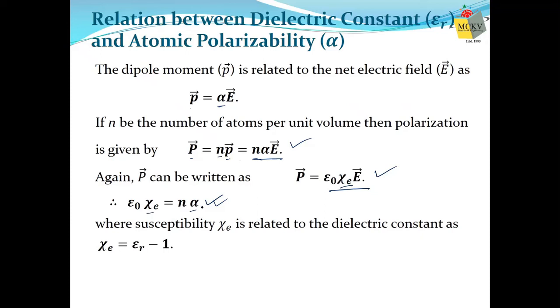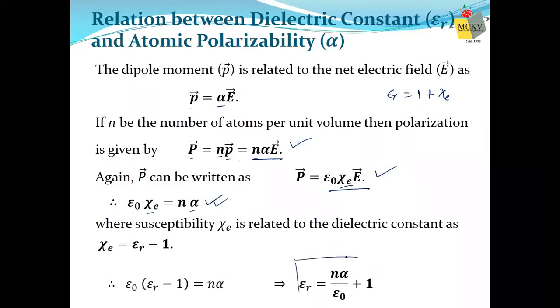But if the question is to find the relation for dielectric constant or relative permittivity, they are the same, only the name is different, then we need to rewrite chi in terms of relative permittivity. We know relative permittivity is 1 plus chi. We just add 1 to susceptibility to get the relative permittivity or dielectric constant. So chi will be epsilon r minus 1. Put it in. What will you get? Epsilon naught into epsilon r minus 1 equals n alpha. So from that you can write relative permittivity in terms of atomic polarizability.